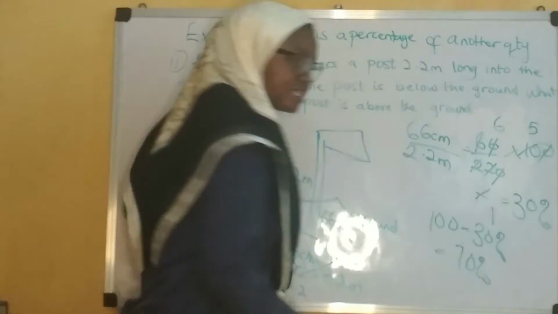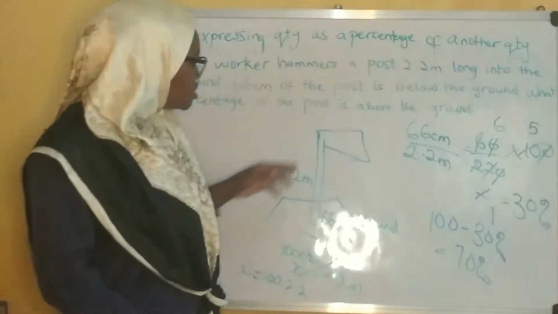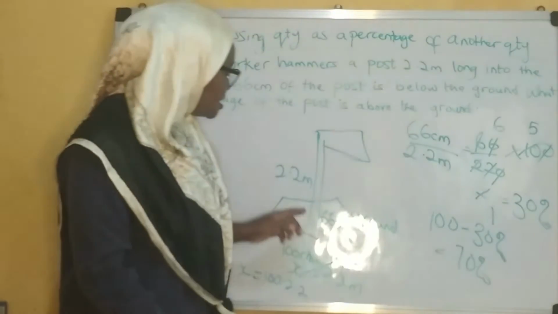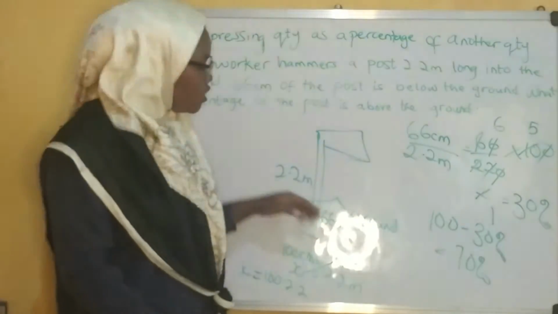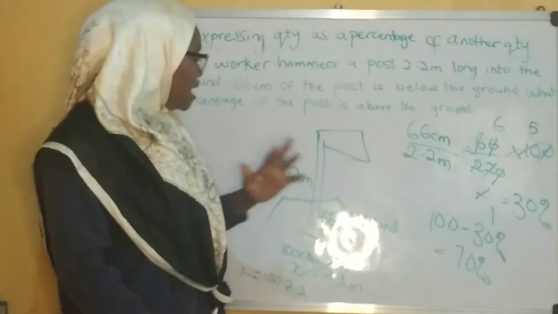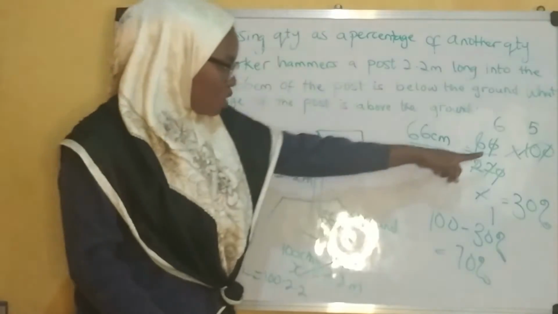100 minus 30%. And that is what? 70. I will explain that one more time. The total length of the pole is what? 2.2 meters. But the one that I was able to hammer into the ground is what? 66 centimeters. So I still have some part of the post that is up above the ground. Do you understand?